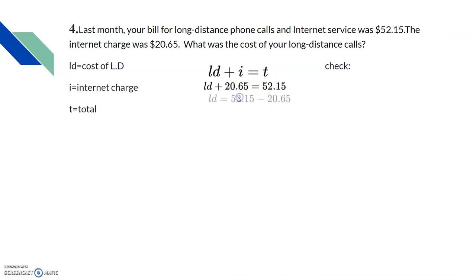Now we have to subtract 20.65 from both sides. They cancel out. LD is left alone. 52.15 minus 20.65 is 31.5. Now for our check, we substitute LD with 31.5 plus 20.65 equals 52.15. Now we have to add them both. 52.15 equals 52.15, which is the correct answer.